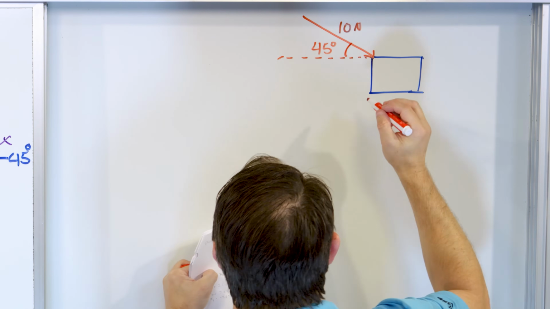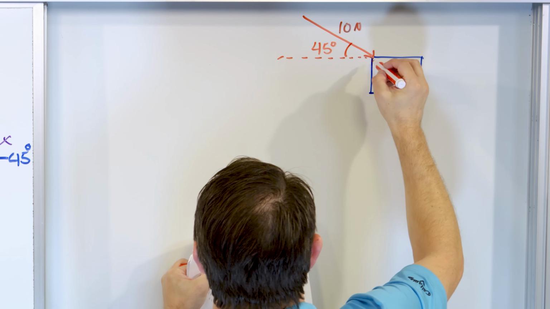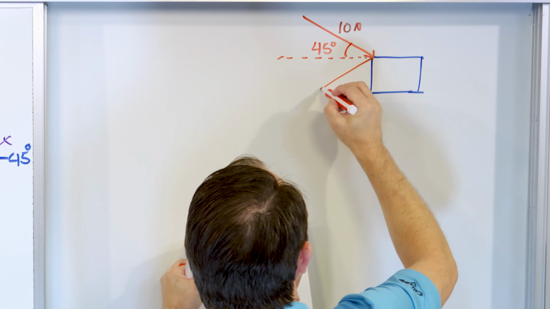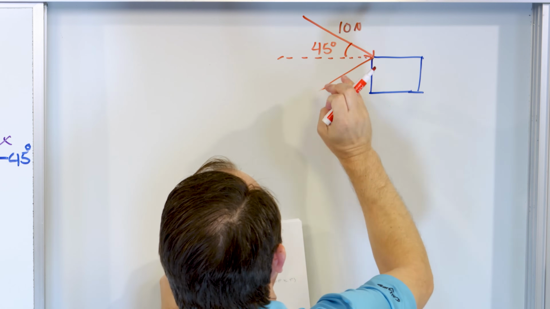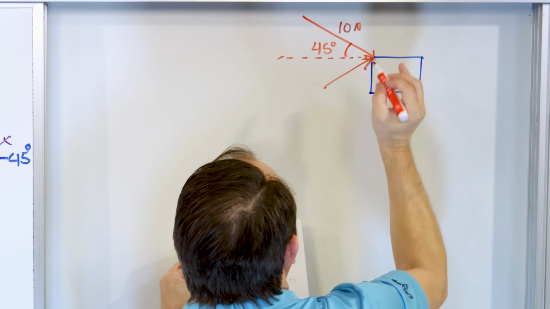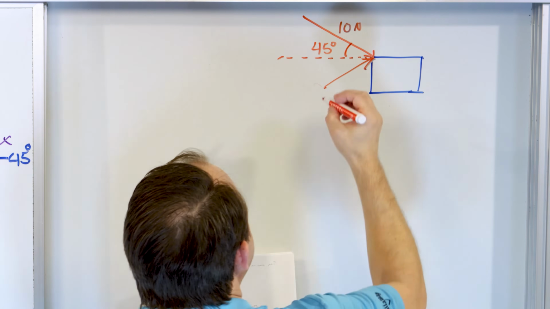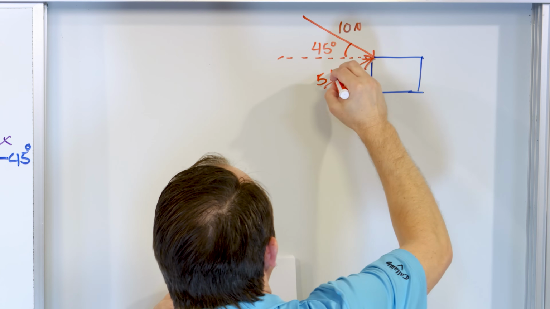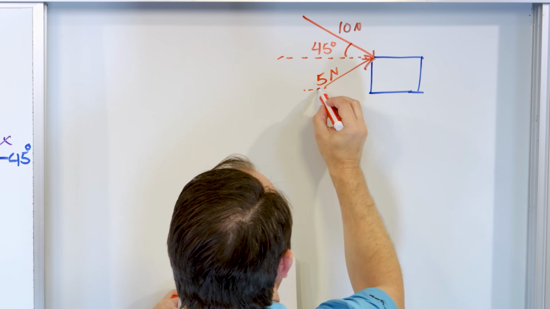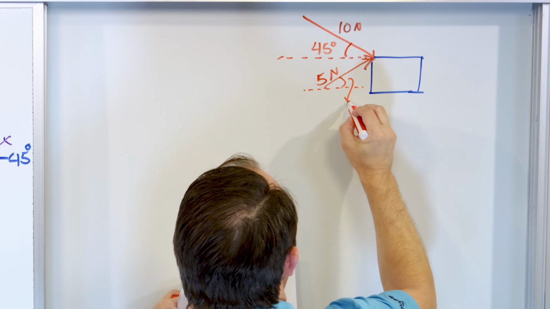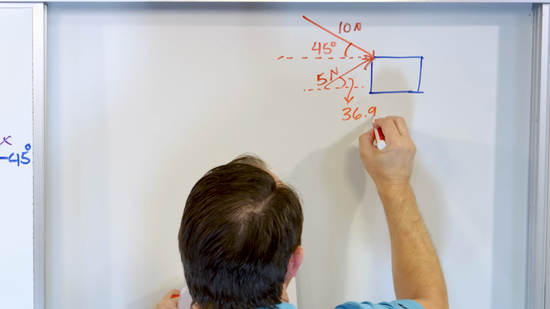And let's say acting on exactly the same object, how do I want to draw this? Draw it like this, I guess. Not so long, something more like this. Another arrowhead acting at the same exact place. And this one is 5 newtons. And the angle here is, I'll do 36.9 degrees.